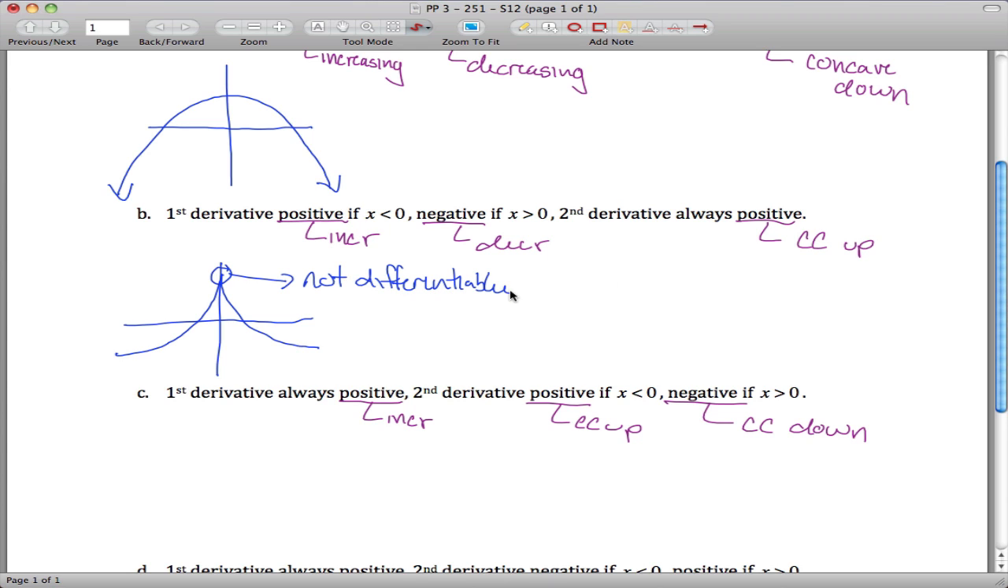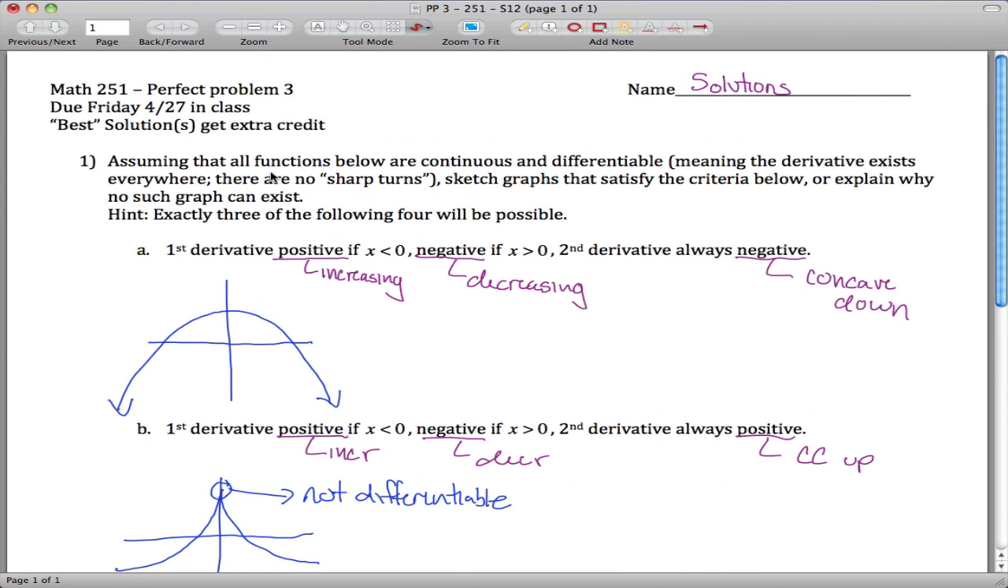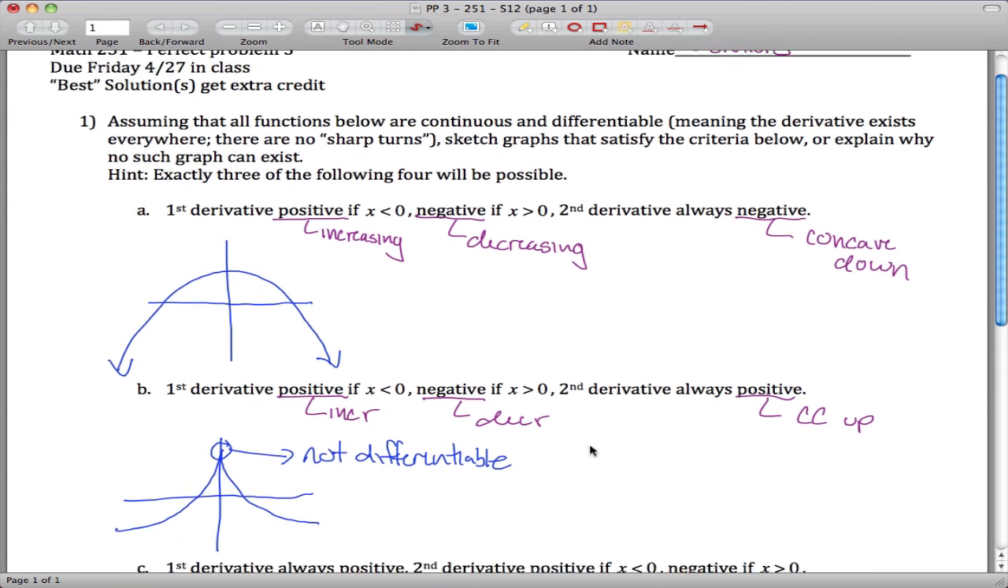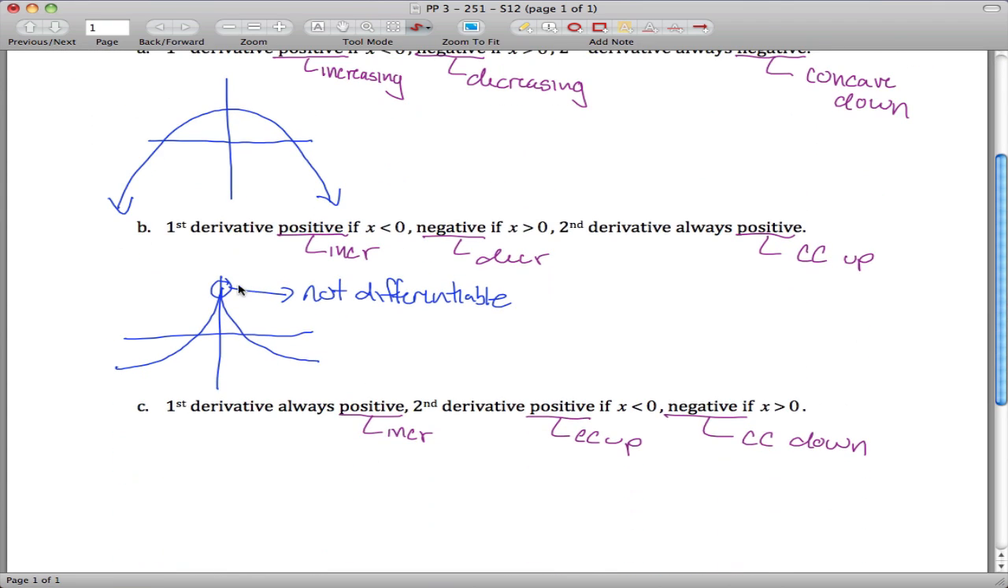What I'm saying is up in these assumptions, we said that all functions are continuous and differentiable. They're all smooth turns. You don't have these sharp curves like this. But in order to satisfy all these criteria, we'd have to have a sharp curve right here. So this one is the one that's not possible.